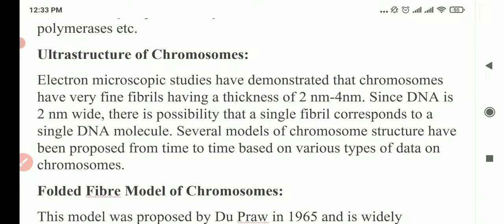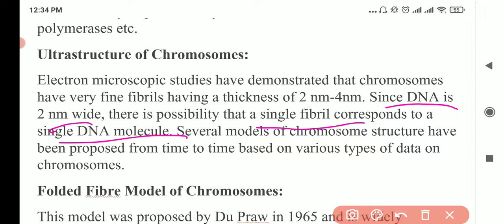Now looking at the ultrastructure of the chromosome. When they study the structure in the electron microscope, they can see that they are very fine fibrils, very fine strands, having a thickness of 2 nanometer to 4 nanometer. And since the DNA is 2 nanometer wide, a single fibril corresponds to a single DNA molecule.